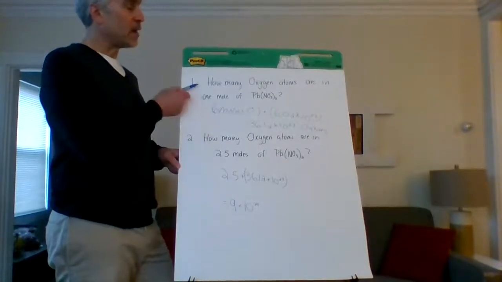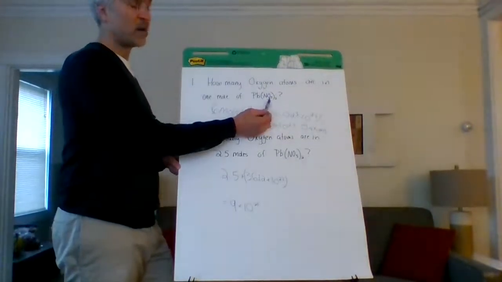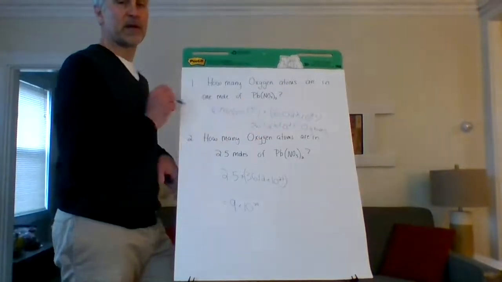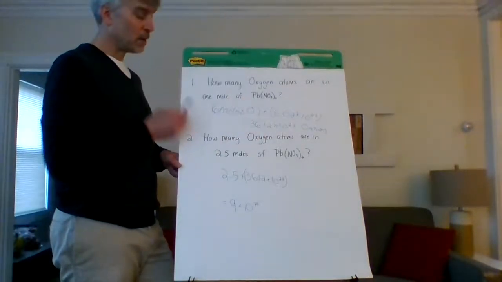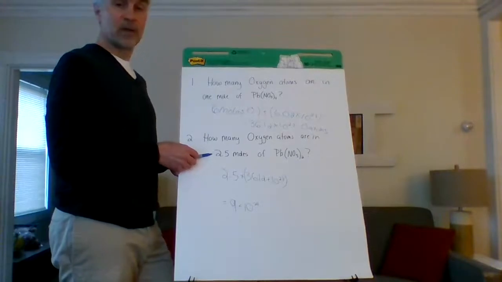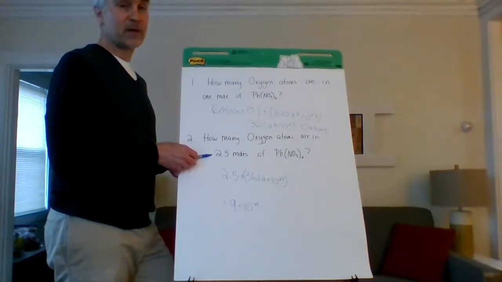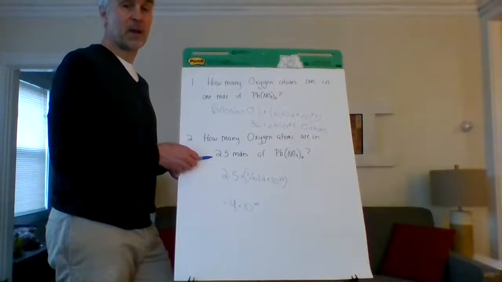So if you're asked how many atoms are in 1 mole, figure out how many are in 1 molecule, multiply it by 6.02 times 10 to the 23rd. If you're asked how many are in a different number of moles, just find out how many are in 1 mole and multiply it by that number of moles.